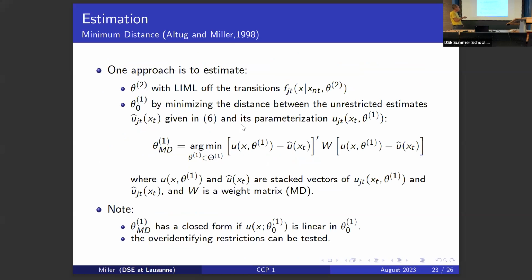So one approach, get the unrestricted estimates that I talked about just a minute ago. Now, impose a functional form assumption on the u's. Go ahead and minimize the quadratic. Notice, if this thing was linear, this would be linear and quadratic. Obviously, a closed form solution. Just solve it straight off. All right.